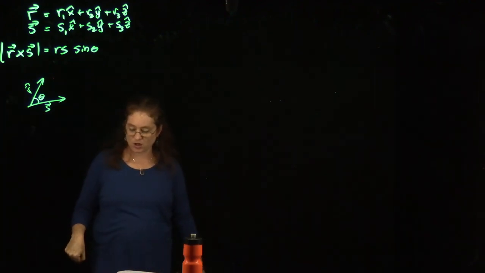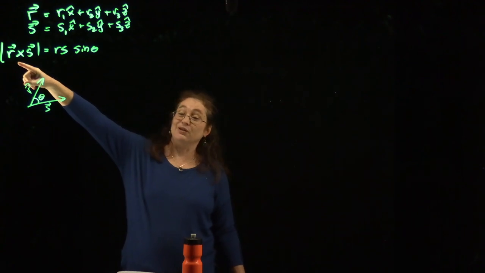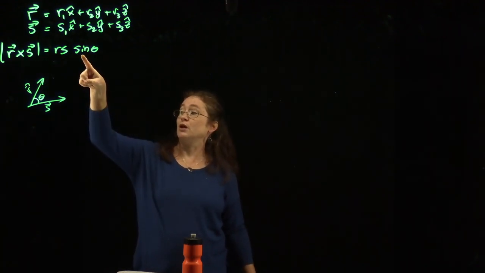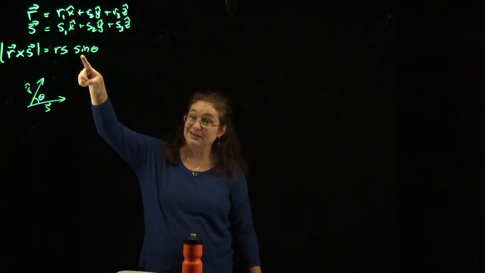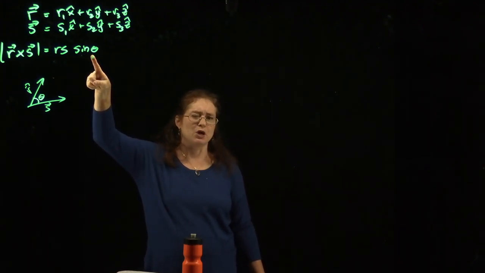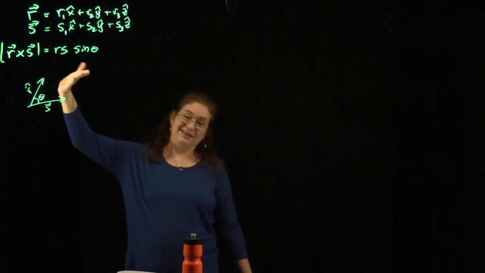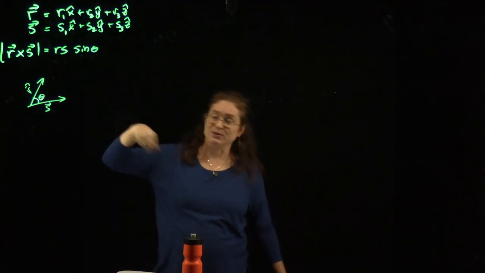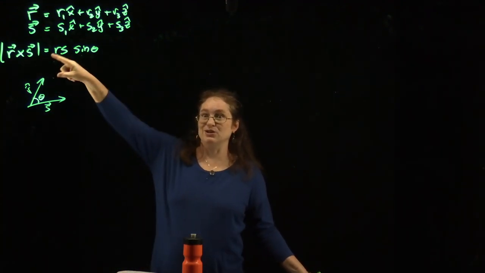Okay, we have our cross product. We're going to do this the long way. But if you notice, first of all, if two vectors are parallel, the sine of the angle between them is zero, and the cross product is zero. So anytime you have two vectors which are parallel, and a vector is always parallel to itself, then the cross product is zero. So you then shouldn't do that.